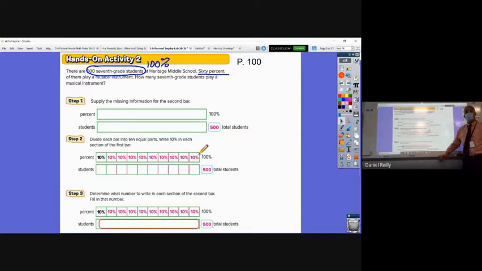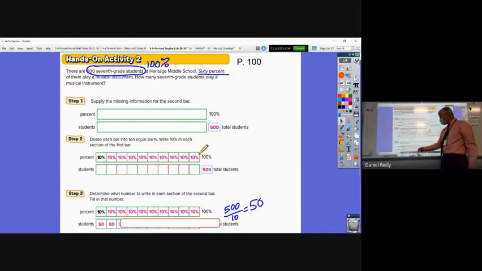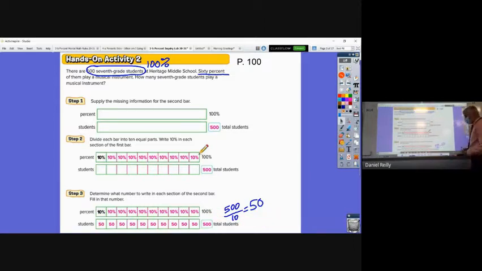What did you say? So I split 100 into 10 equal parts by doing 100 divided by 10, and that gives me 10%. So Kenny? 50. 500 split into 10 equal parts, right? So each part here is going to be 500 divided by 10, which is 50 students. So each block on the student strip is 50 students. So every 10% is 50 students.